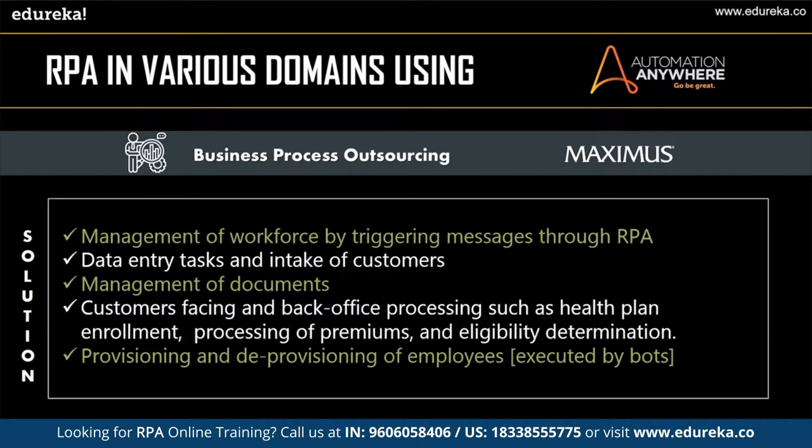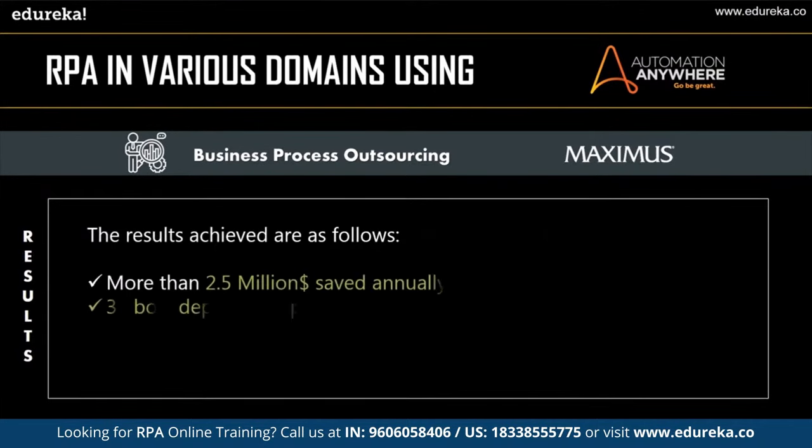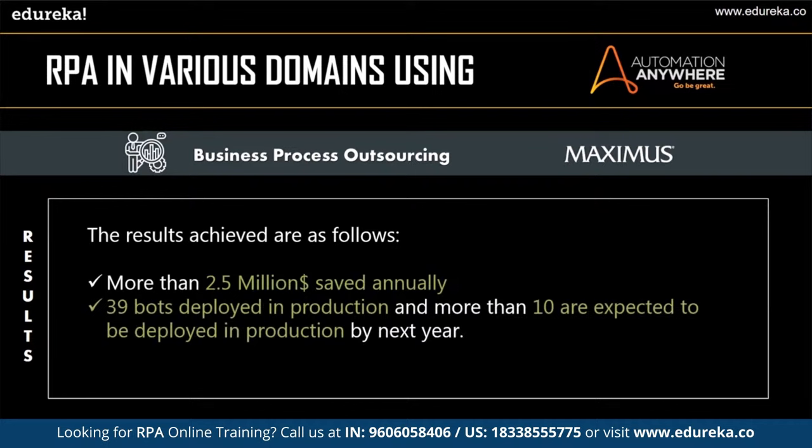The different processes which were automated were the management of workforce by triggering messages through RPA, the data entry task, the intake of customers, the management of documents, the customer facing and back office processing such as health plan enrollment, processing of premiums and eligibility determination, and provisioning and deprovisioning of employees which was executed by the bots. So the result of Maximus using Automation Anywhere was that more than $2.5 million were saved annually and 39 bots were deployed in production and more than 10 are expected to be deployed in production by next year. So that was about RPA and BPO, guys.